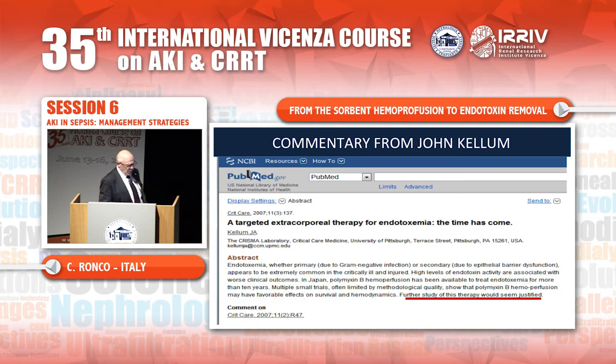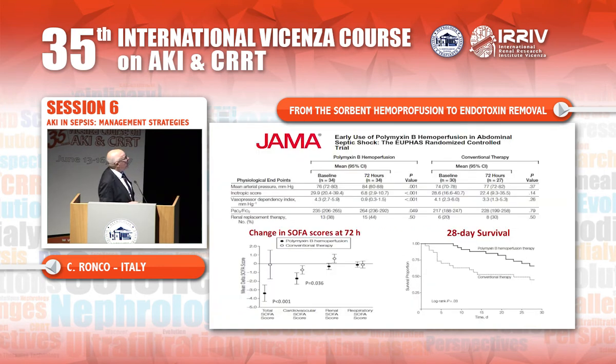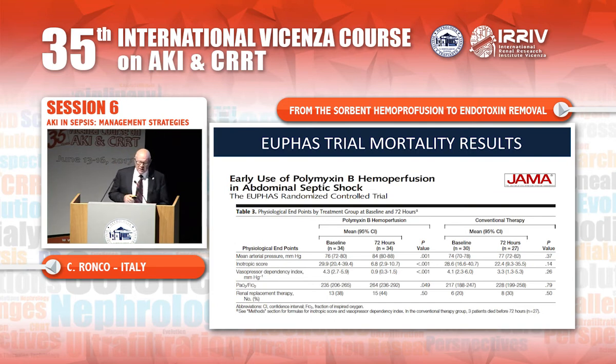So in this editorial, John Kellum was proposing that further studies were required to somehow characterize the efficiency and efficacy of this device. And this is exactly what we did and published in JAMA a few years ago, the so-called EUPHAS trial, where we demonstrated the change in SOFA score at 72 hours for total, cardiovascular, renal, and respiratory. But the astonishing, interesting result was a significant reduction in mortality in patients that significantly required inotropic support, vasopressor support, and had significant respiratory and renal dysfunction.